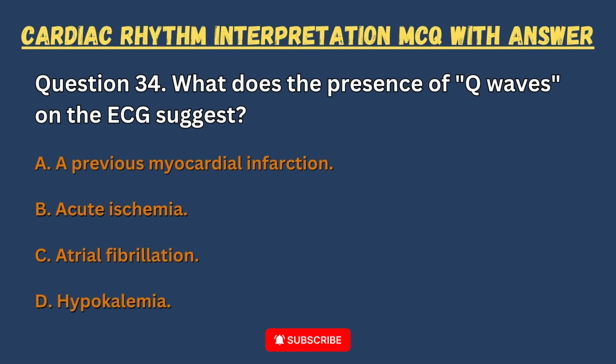Question 34. What does the presence of Q waves on the ECG suggest? A. A previous myocardial infarction. B. Acute ischemia. C. Atrial fibrillation. D. Hypokalemia.